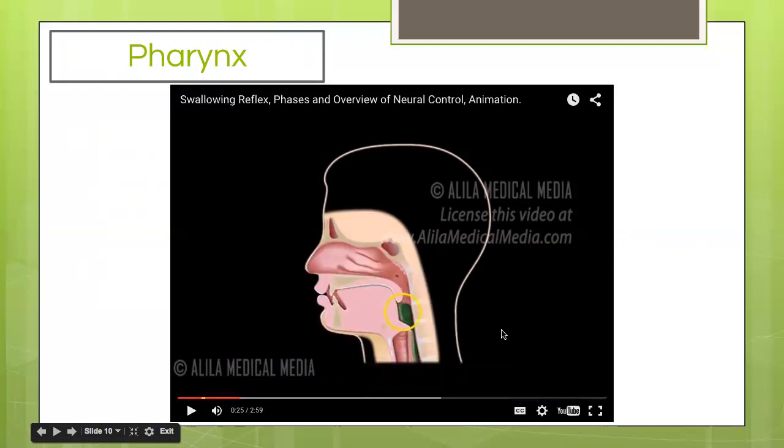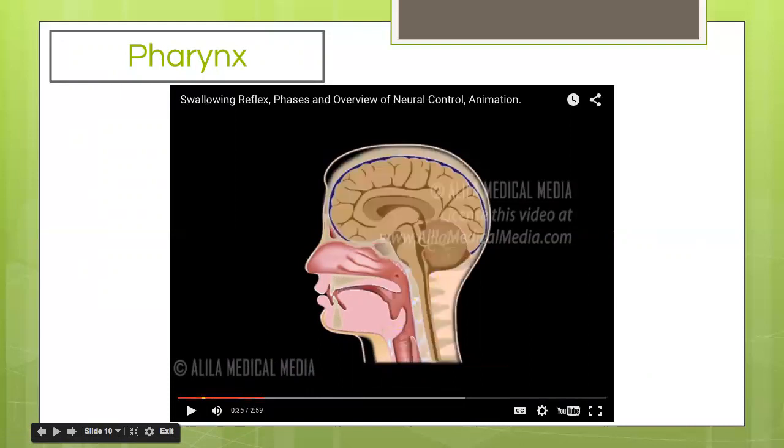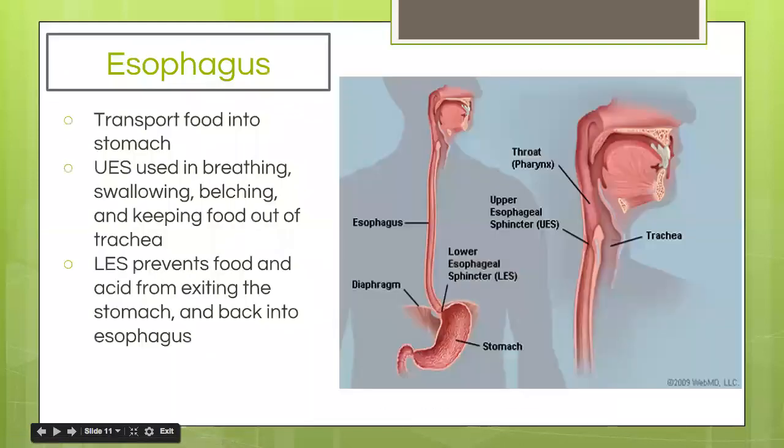Okay. So right where it's encircled is your pharynx, and then we'll continue on to the esophagus. So the esophagus is the long tube that transports food from your oral cavity down to your stomach. It has an upper esophageal sphincter and a lower esophageal sphincter. Sphincter, you can consider them as circular muscles that tighten in order to close the tube.